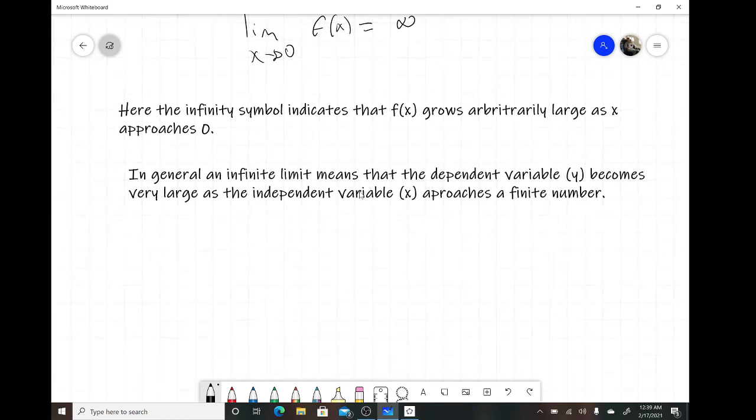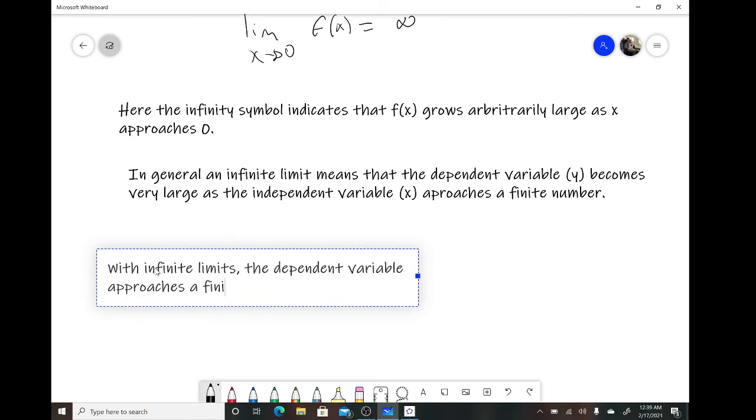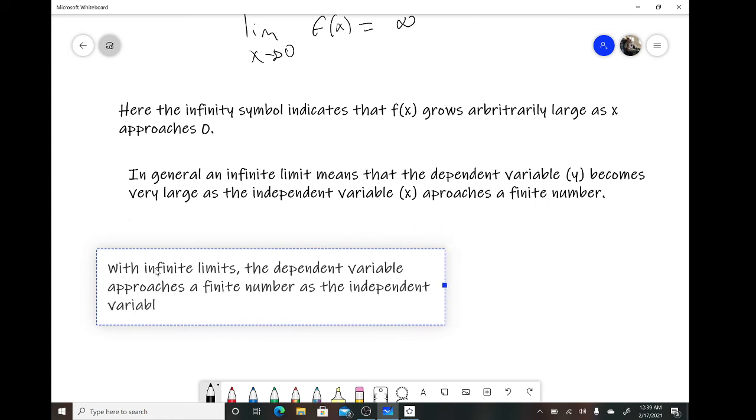Now with limits at infinity, we have a whole different situation, and we will talk a little bit more about it in the next section, but I'll just mention it right now. So with infinite limits, the dependent variable approaches a finite number as the independent variable becomes arbitrarily large.